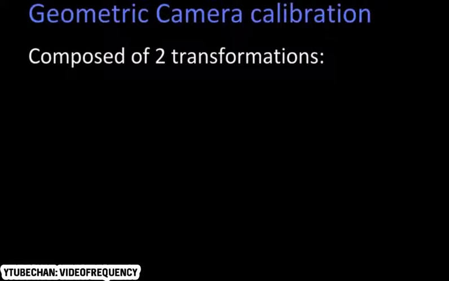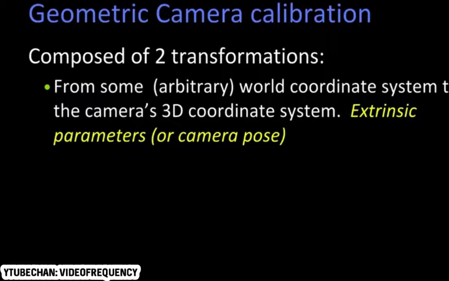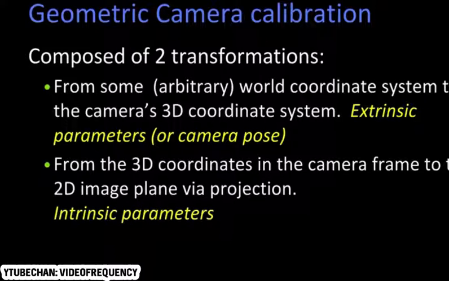So as we said, geometric camera calibration is composed of 2 parts. The first part goes from some arbitrary world coordinate system, put your origin wherever you want it to be, to wherever the camera is, and that basically tells you where the camera is in the world and its pose. The second one is from the 3D camera to the image plane. The first one is called the extrinsic parameters. It goes from the world coordinate system to the camera coordinate system. The intrinsic, which we'll do next time, is from the 3D camera system to the image.